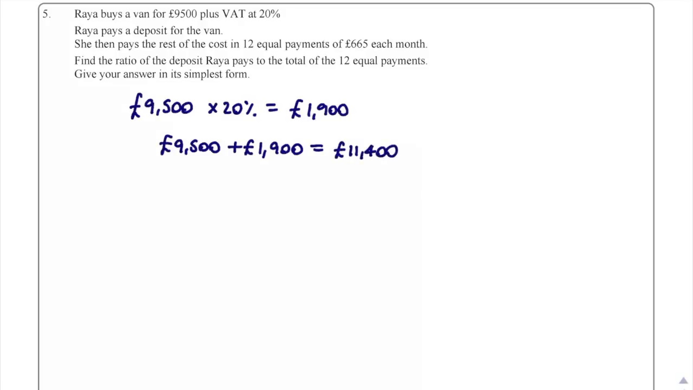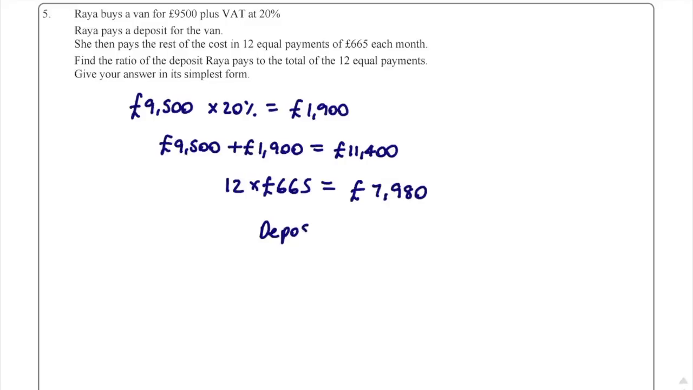Then we're told that Rhea pays a deposit for the van, and she then pays the rest of the cost in 12 equal payments of £665 each month. So we need to work out how much the deposit cost. We know what the total cost is, and we can work out the total amount she has paid from the monthly instalments. We can work that out by doing 12 times £665, which gives us £7,980.